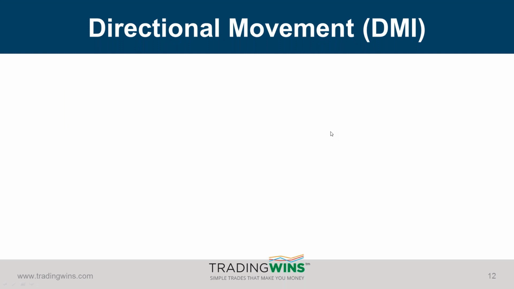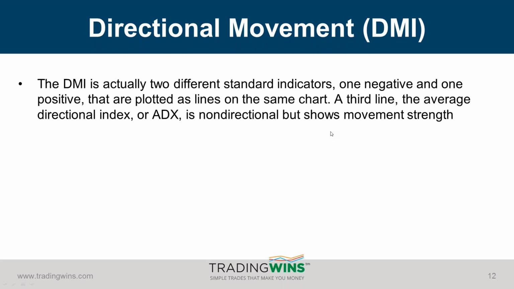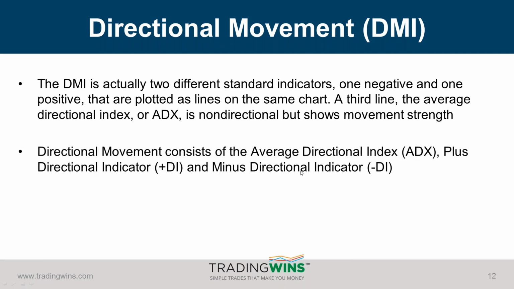Next is the directional movement indicator, the DMI. This is one that most people don't use very often, but there are 3 parts to this. There's a negative line, a positive line, and then there's a line that's used to identify the current momentum behind the move, which is called the ADX line. So 3 parts to this indicator: the ADX line, the DM plus and the DM minus. And I'll show you that on the chart.